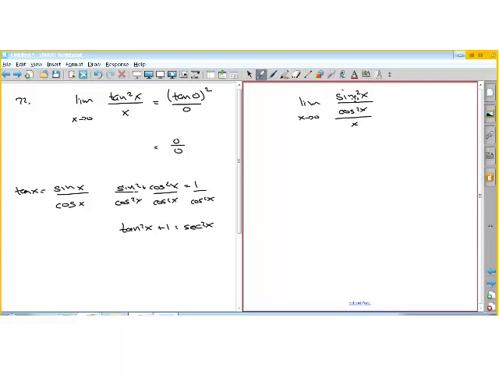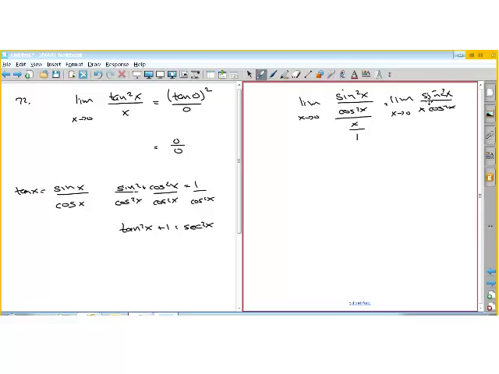Okay, so when you divide something by a fraction, you take the reciprocal of that. Are we doing that right? So let's see what we have. You're dividing this by that, so you take the reciprocal of that, and the reciprocal of x over 1 is 1 over x. So you end up with sine squared of x divided by x times the cosine squared of x.